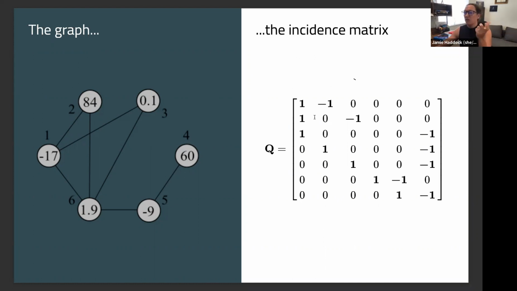The order of the 1 and -1 is arbitrary. I just chose it arbitrarily here. If we look at nodes 1 and 2, they are connected by an edge, so we've got a 1 and a -1 indicating this first edge. We've got a 1 and -1 in 1 and 3, and 1 and 6, and so on and so forth. We can fill out the incidence matrix.